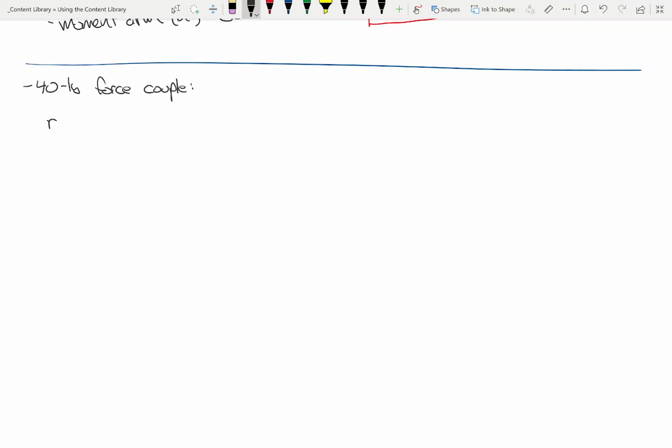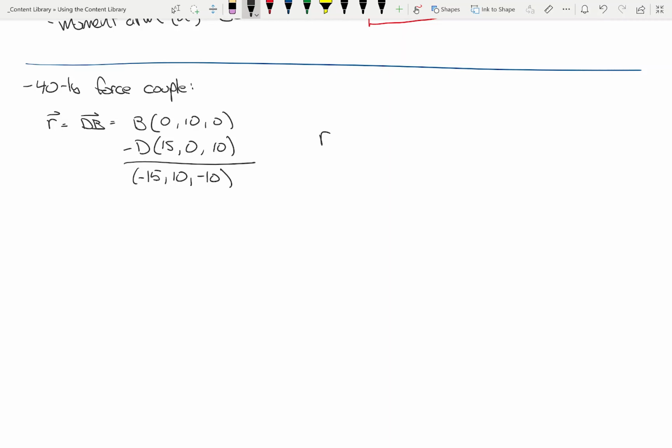So R in this case is going to be dB. So we're going to take the B coordinate, and then the D coordinate, subtract them. No, that's inches.